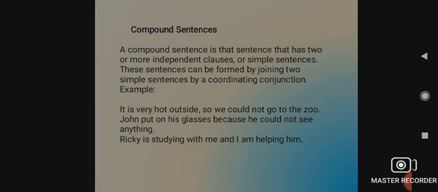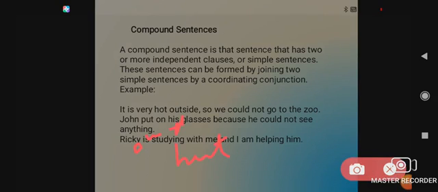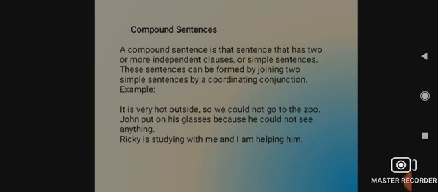So in compound sentences, we have two independent sentences or simple sentences which are joined by coordinating conjunctions. And what are the examples of your coordinating conjunctions? We have and, we have but, we have for, right? We have nor, we have or, we have so, we have yet. These are our various coordinating conjunctions, right? I hope it's all clear.